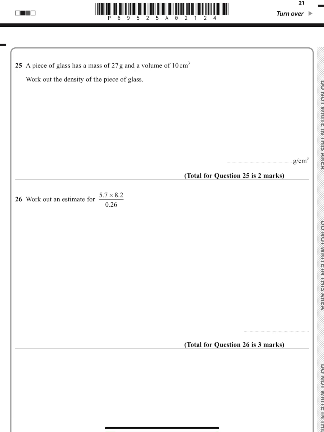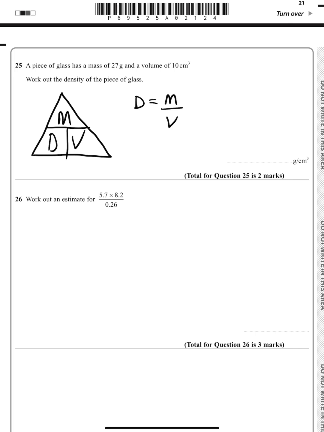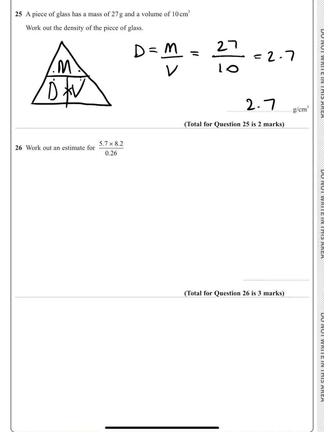Question number 25. A piece of glass has a mass of 27 grams and a volume of 10 centimeters cubed. Work out the density of the piece of glass. So for this question, we need to know our compound measures, and we need to know that mass divided by volume is equal to density. So density is equal to mass over volume. Therefore, the mass is 27 and the volume is 10. So 27 divided by 10 is 2.7.